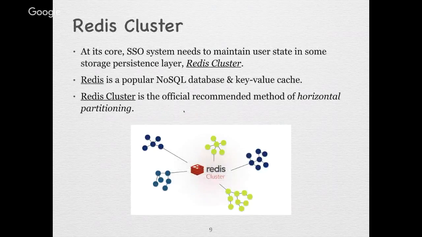So now let's talk more about this Redis cluster. At its core, this single sign-on system needs to maintain user state, but there are a lot of users. It's better we do not store all the user information in memory. We need some persistent layer. Here we are using Redis cluster. Redis itself is a popular NoSQL database, which is also a key value cache. And Redis cluster is the officially recommended method to do horizontal partitioning if your dataset in Redis is too huge.